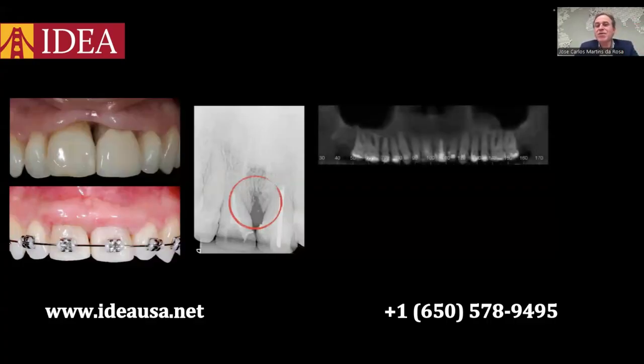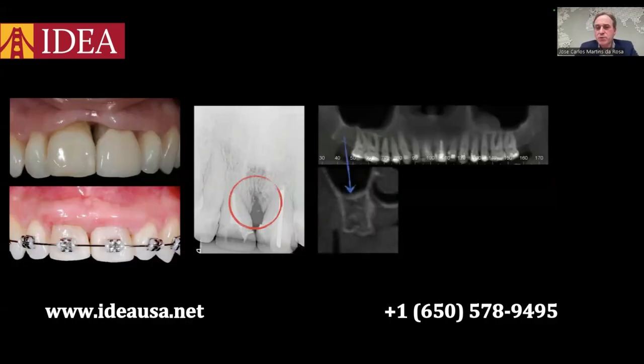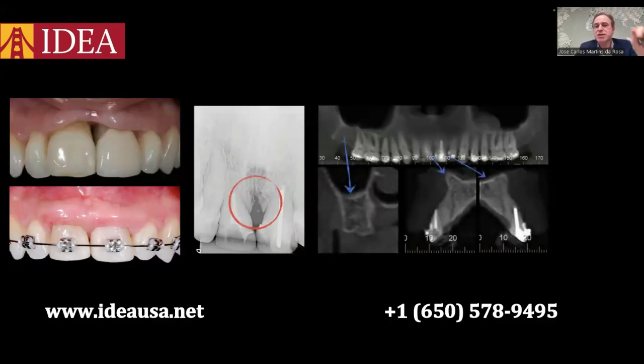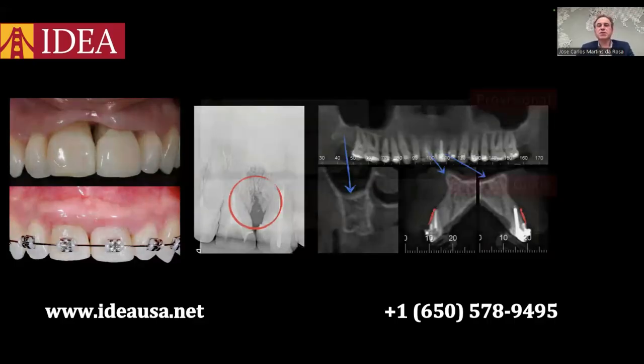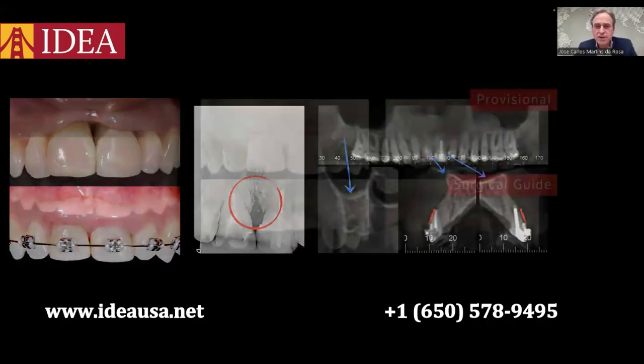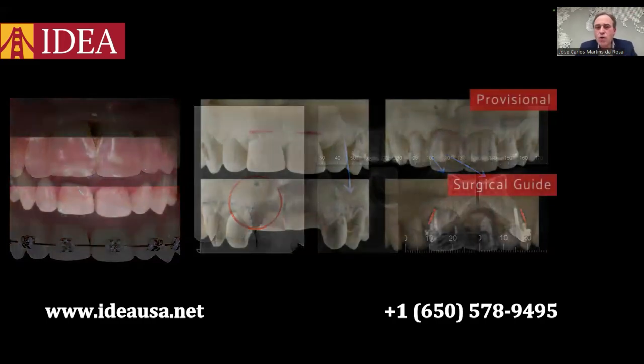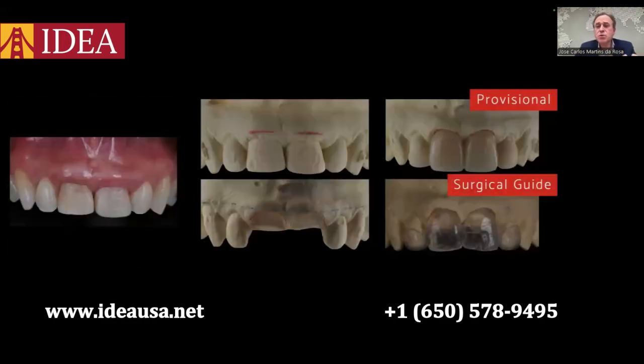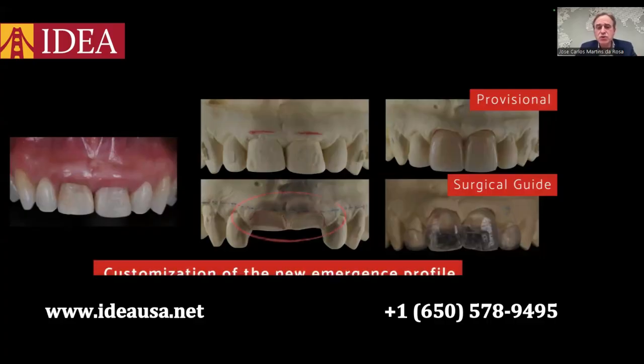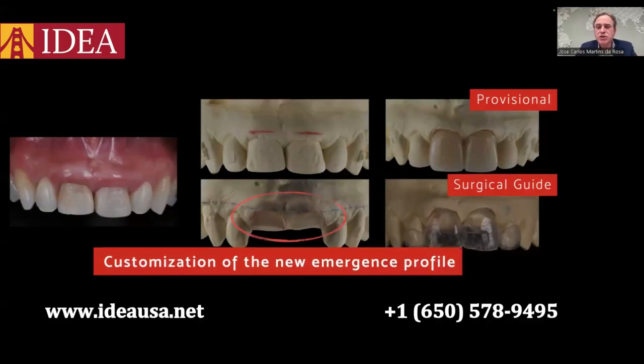But despite having a good amount of available bone in both tuberosities, these two central incisors present total loss of the buccal bone walls. What did we do in this case? First of all, this is an old clinical case. We did an impression, and over this stone cast, we manufactured the provisional bridge and the surgical guide, and we also did the customization of the new emergence profile.